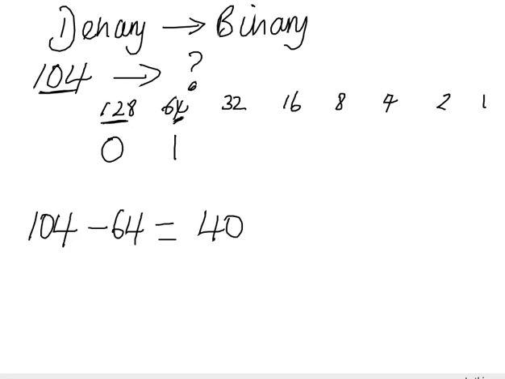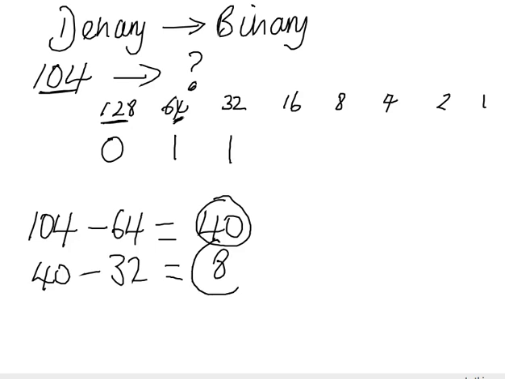So let's have a look. We've got 32. Well, 32 is smaller than the value that we've got left, so we could put that one on as well. So let's switch that one on, and then we just do the maths again. So we've got 40 minus 32, and that leaves us with 8.